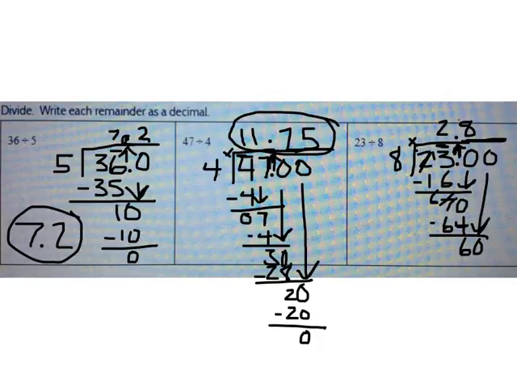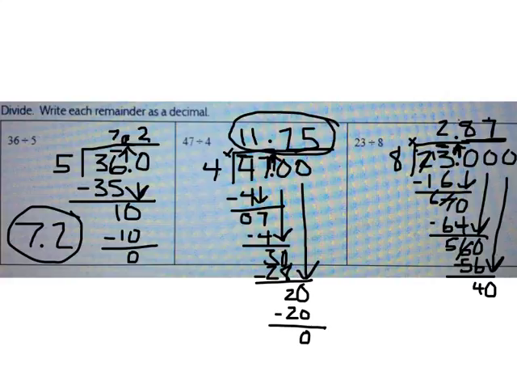How many times does 8 go into 60? 8 goes into 60 7 times. What's 7 times 8? It's 56. When I subtract, how many do I have left over? I have 4 left over. I still have a remainder, so I can add another 0 and bring it down.